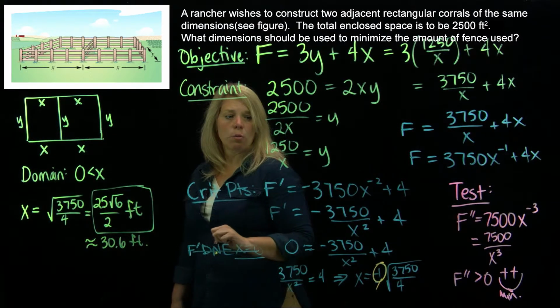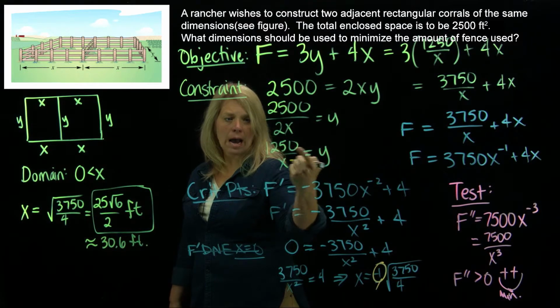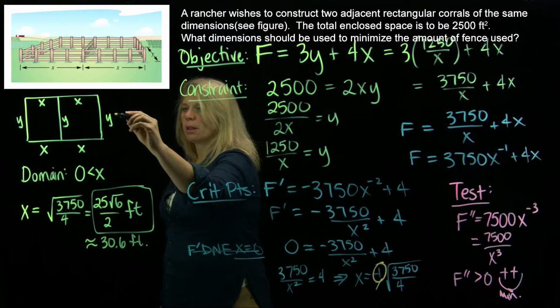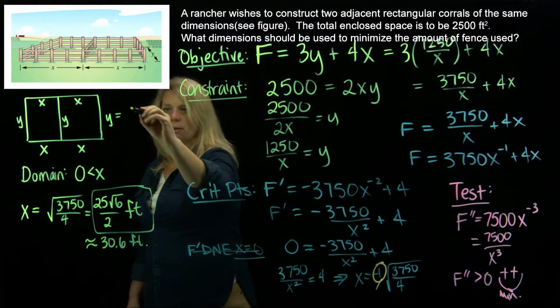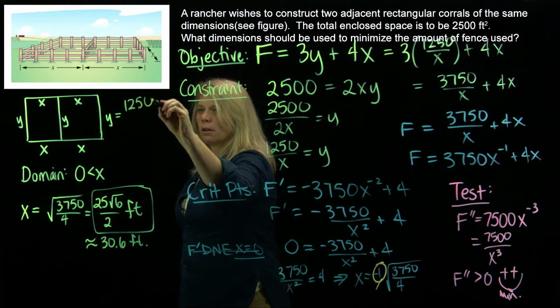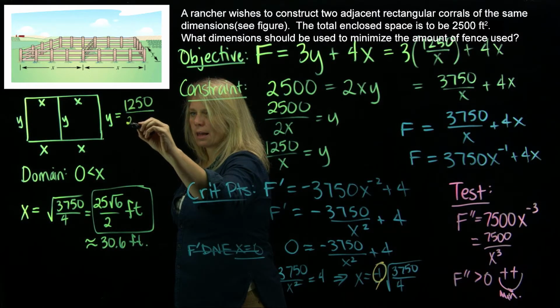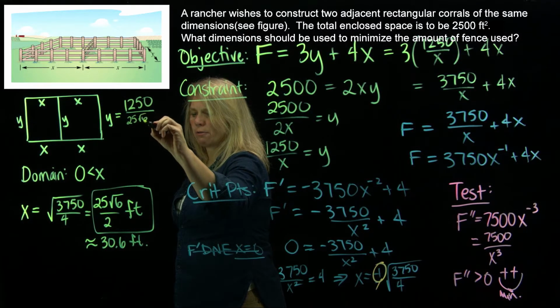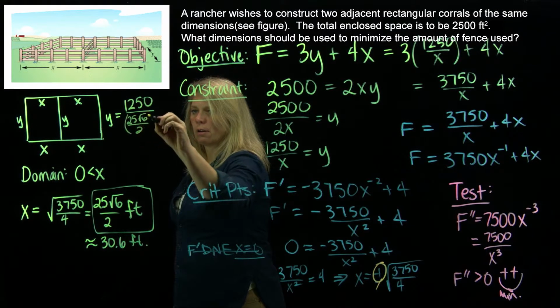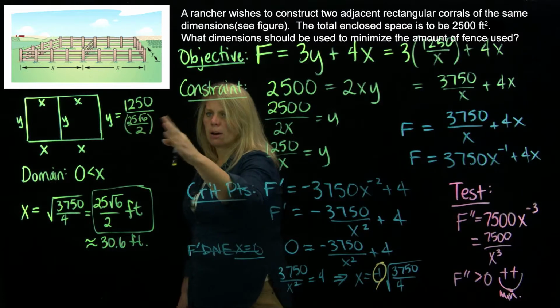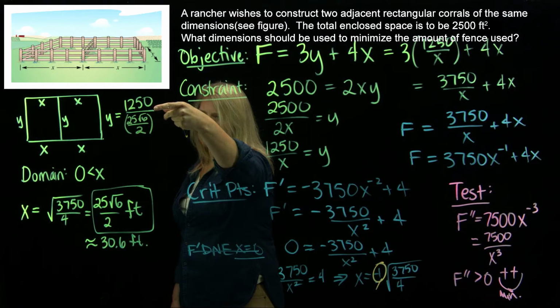I also need to find the y dimension. Y is 1,250 over x. So I'm going to go ahead and plug that in. 1,250 over my x value here. I'm just going to leave it in that unsimplified form for right now. Over 2.